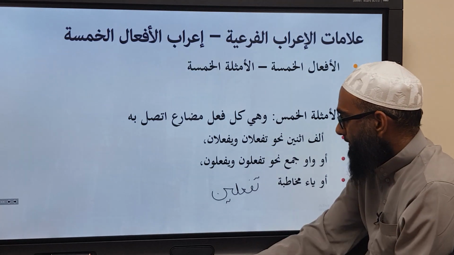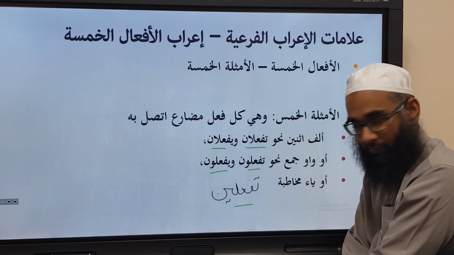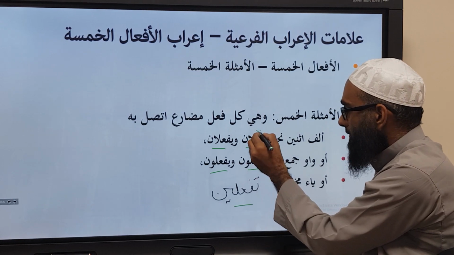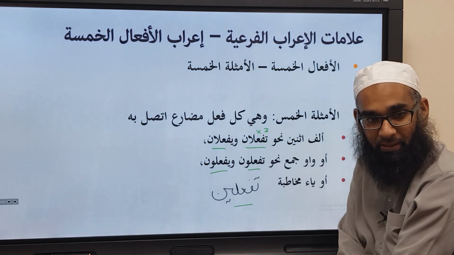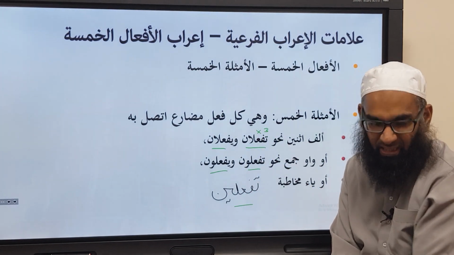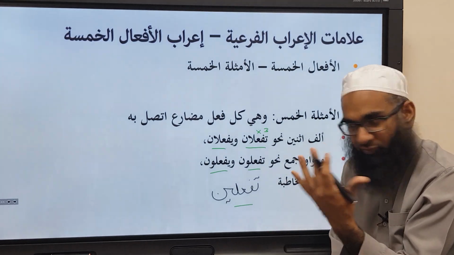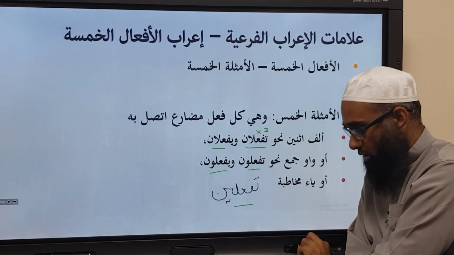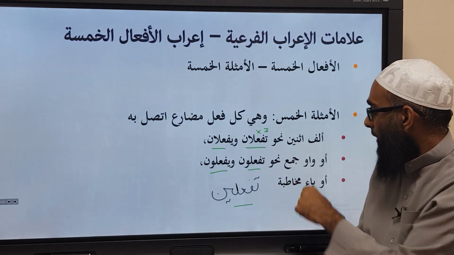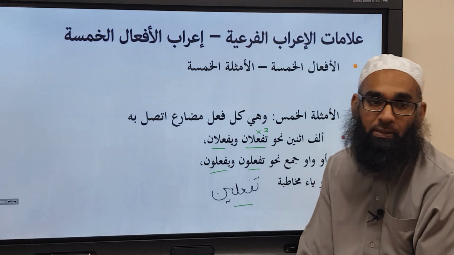So altogether, there are what? 1, 2, 3, 4, 5. Correct? But then this comes how many times? 3 times, isn't it? So add 2 more is 7. Okay? 7 in our table of 14 follow this pattern. But in theory there are 5 because these are the same. Taf'alan is the same. So any fa'al mudari' that has an alif, waw or ya mukhataba at the end is called the af'alul khamsa, the amthilatul khamsa.